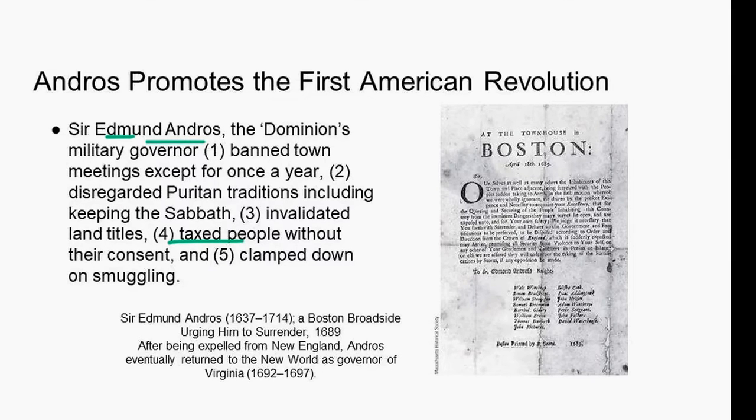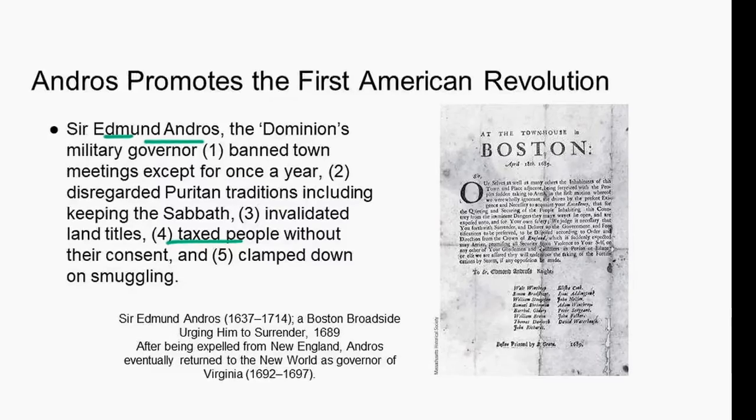Sir Edmund Andros, the Dominion's military governor, number 1, banned town meetings except for once a year. Number 2, disregarded Puritan traditions, including keeping the Sabbath day. Number 3, invalidated land titles. Number 4, taxed people without their consent. And number 5, clamped down on colonial smuggling.